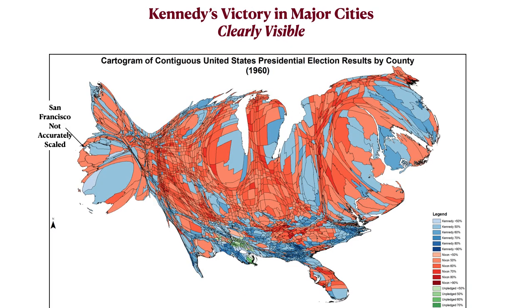And we can use a cartogram showing population level, and I note that San Francisco is not accurately scaled, it should be vastly larger than that. I have a post on the problems with these cartograms in my blog GeoCurrents if you're interested in it. But I brought this in just to show that Kennedy's victory in major cities is clearly visible here. You can see the very large Cook County in Illinois in the center of the map.